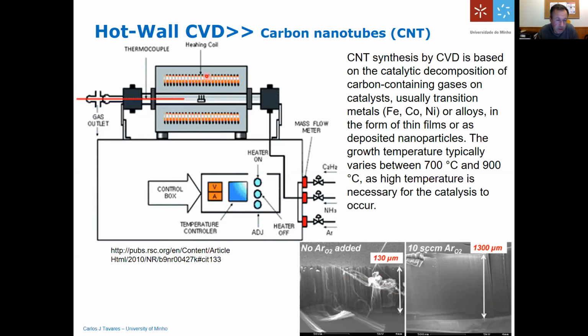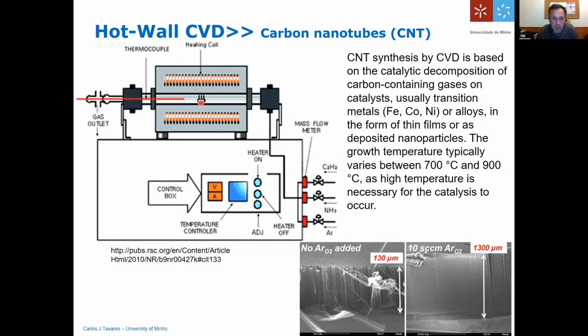So you need to have a furnace, so it's a hot wall CVD. Then you have a quartz tube here. Okay, you have a quartz tube. You can have this with a small vacuum, or you can just do it at atmospheric pressure. So you have these coils which give heat, which will heat the quartz tube. You need to heat up to between 700 and 900 degrees C. That's why you use a quartz tube.